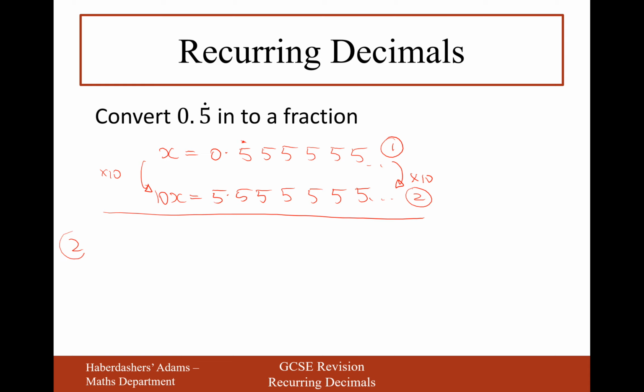And I'm now going to do statement 2 take away statement number 1. So it's 10x take away x, which is 9x. 5 take away 0 is 5. 5 take away 5 is 0, and all the remaining digits cancel to 0 in the same way.